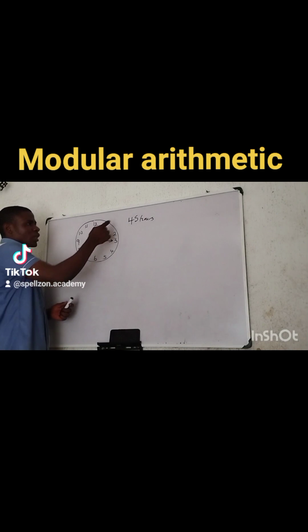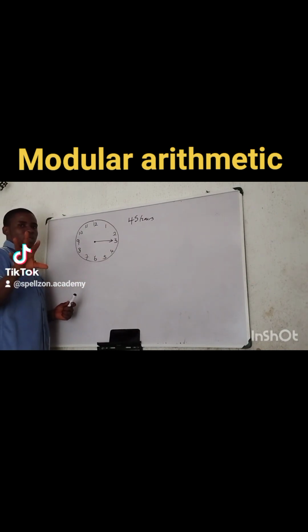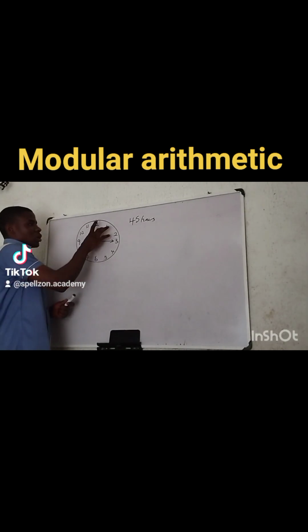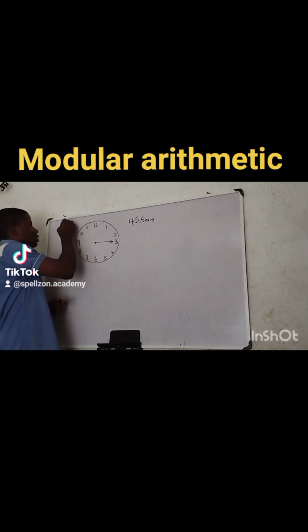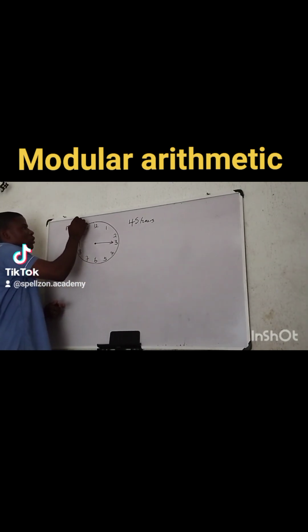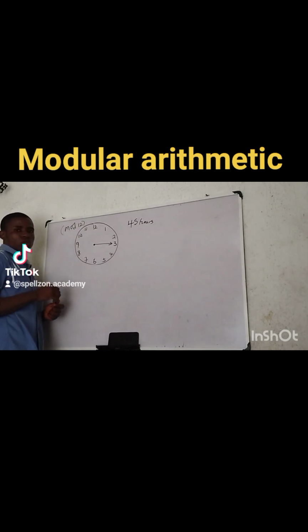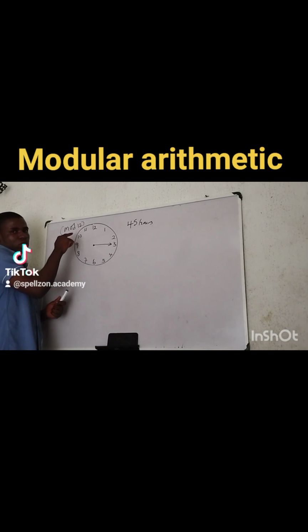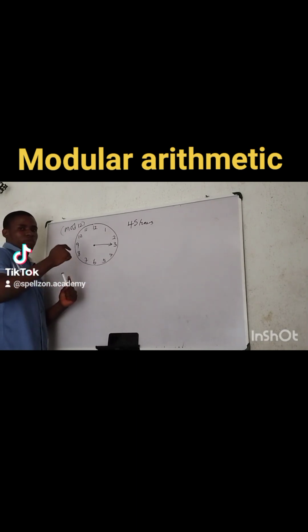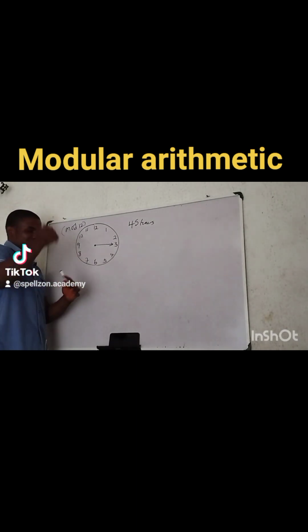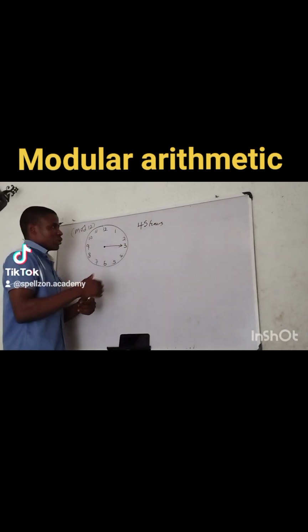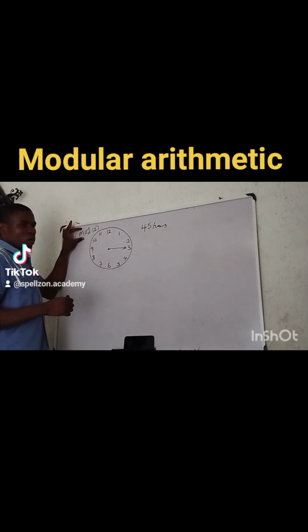Now, for the next 45 hours, look at how I can get my answer in an easier way. This clock works in modulo 12, meaning it wraps around. It has 12 values, and when it gets to the 12th value it starts from the beginning again.